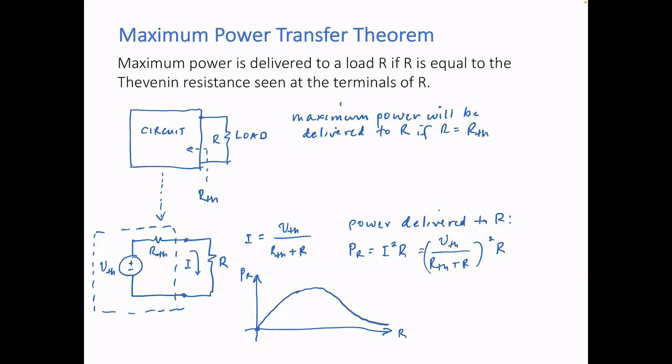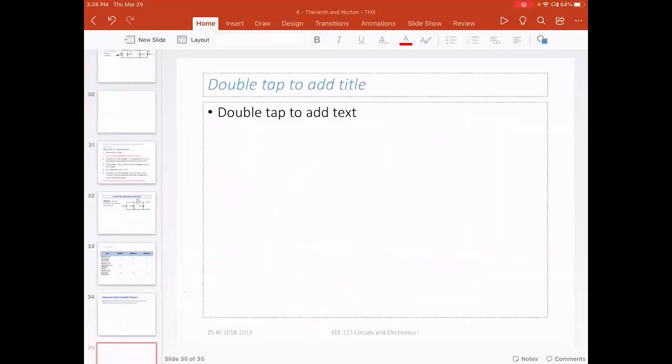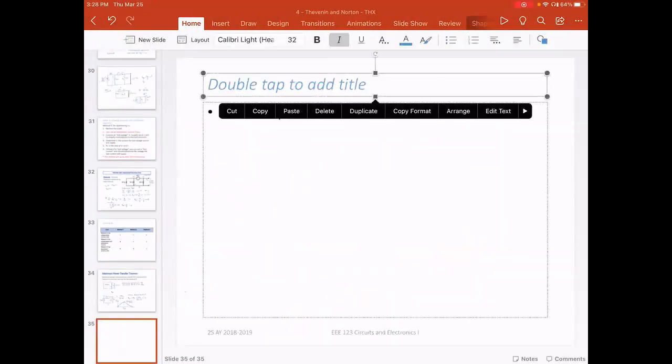So there's a maximum. So this is my maximum power. And that happens when R is equal to R_TH. Let me add this slide now.